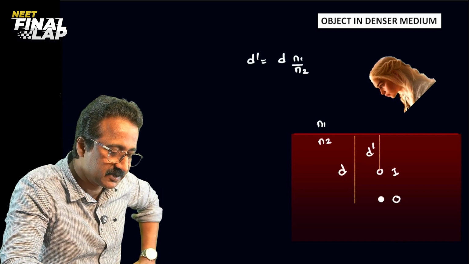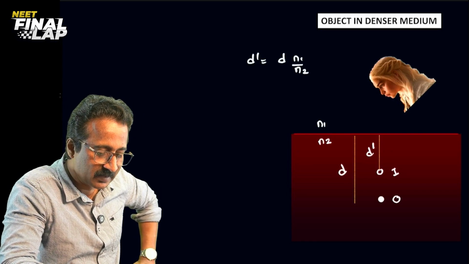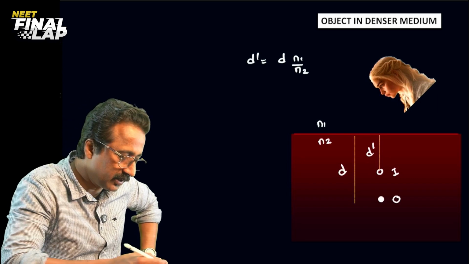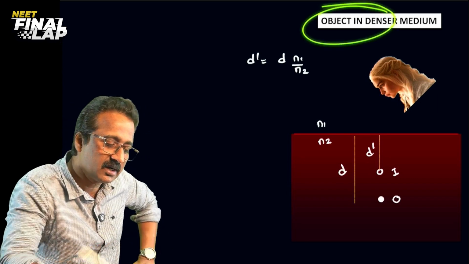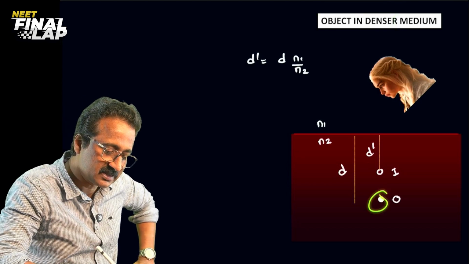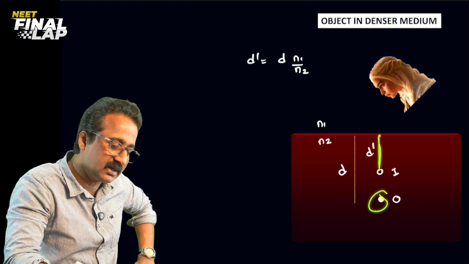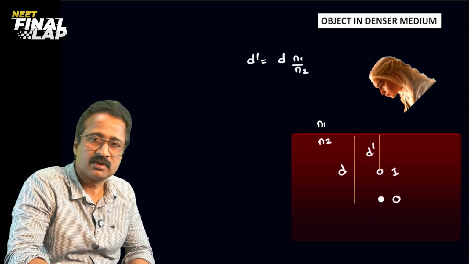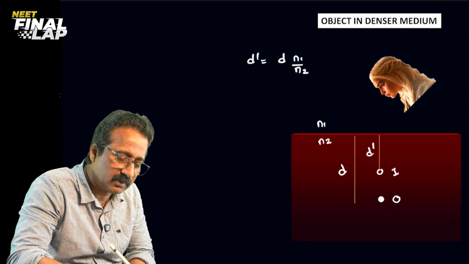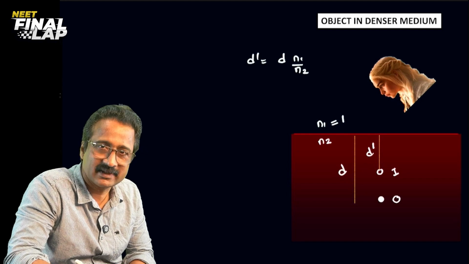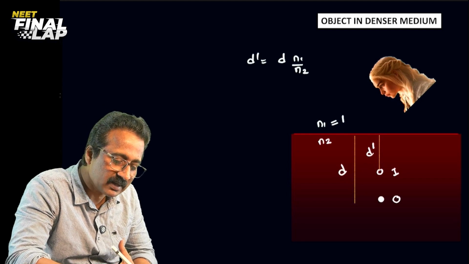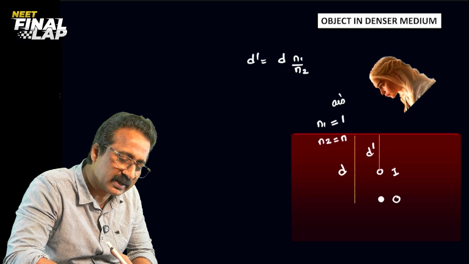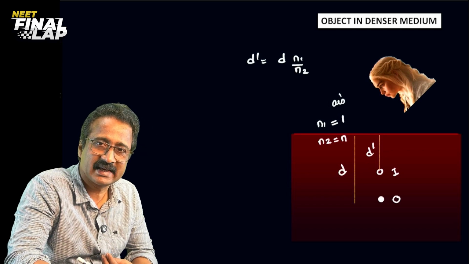Please remember this expression, D dash is D into n1 by n2, where n1 is the rarer medium and n2 is the denser medium. Remember, this is true only when the object is placed in the denser medium. When the object is in the denser medium, this distance is given by D dash is D into n1 by n2. Now, often in questions, the situation will be much easier, because most likely the outside medium will be air. If it is air, it is 1. Let's say this medium is air. And in that case, whatever the medium below is, glass or water, we can take its refractive index as n.